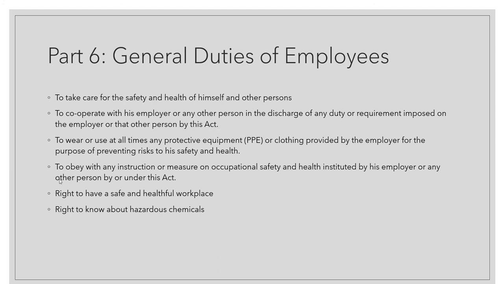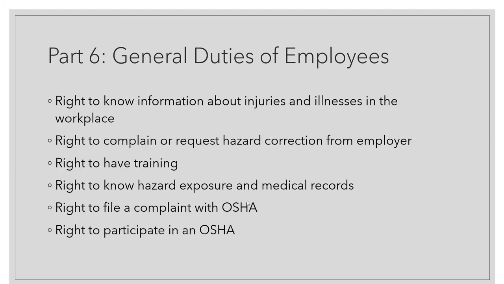Kemudian employees must obey any instruction or measure on occupational safety and health instituted by his employer or any other person by or under this Act. And then they have the right to have a safe and healthful workplace, of course. And then employees have the right to know about the hazardous chemical. Kemudian employees also have the right to know information about injuries and illnesses in the workplace.